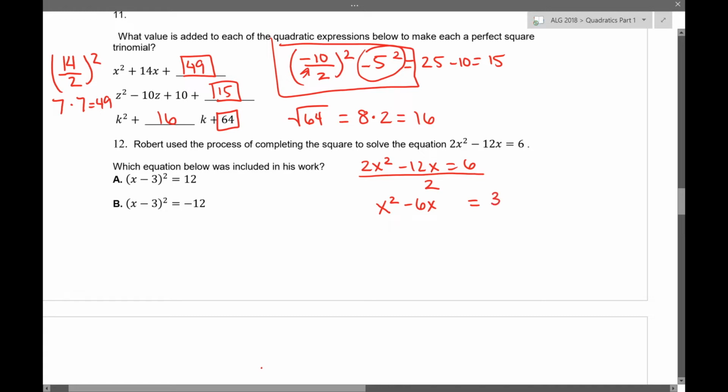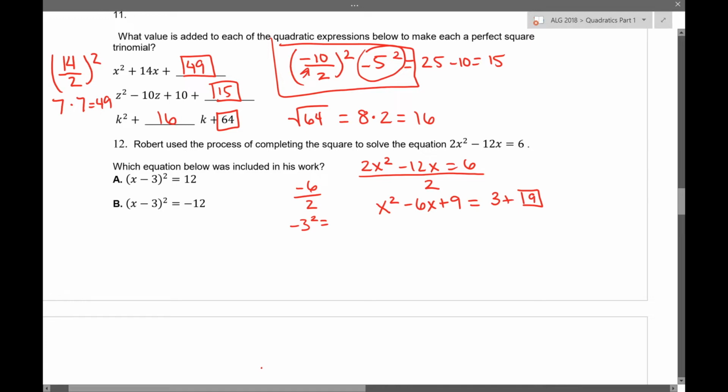Okay. Now I need to do my plus the box, plus the box. So how do I figure out what number goes in these boxes? Well, remember the formula is b divided by 2, what we just did on the previous question. So I take negative 6, divide that by 2. Negative 6 divided by 2 is negative 3. And I need to square that. So negative 3 times negative 3 is 9. So in these boxes are going to be plus a 9 here, plus a 9 here.